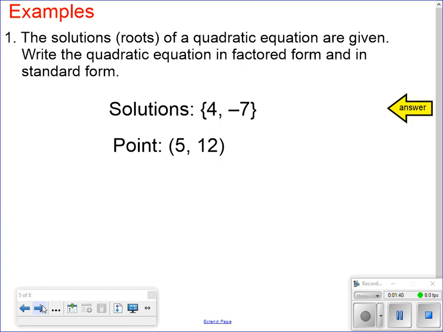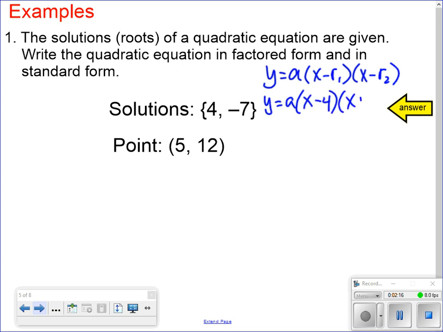All right. Number 1. We're looking at writing this equation in standard form. I know that my solutions are 4 and -7. So I'm going to write this in root form. Again, root form would be y equals a times x minus r1, times x minus r2. Depending on what your root is, the sign in there is going to change. So I'm going to start off with my roots. Y equals a. Because this is +4, it's going to be x minus 4. Because the root is -7, it's going to be x plus 7.